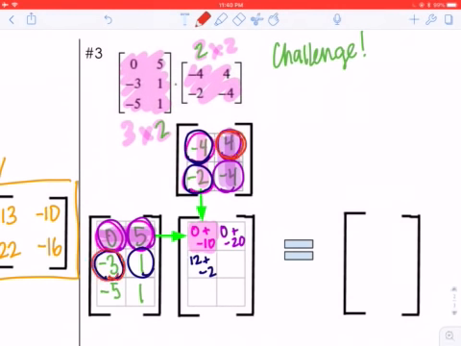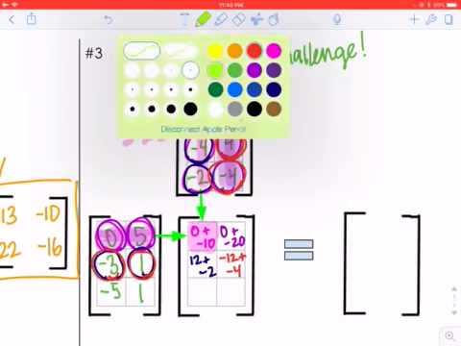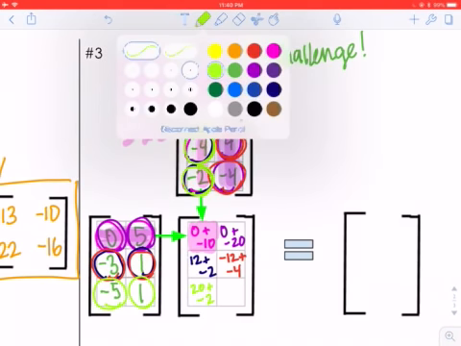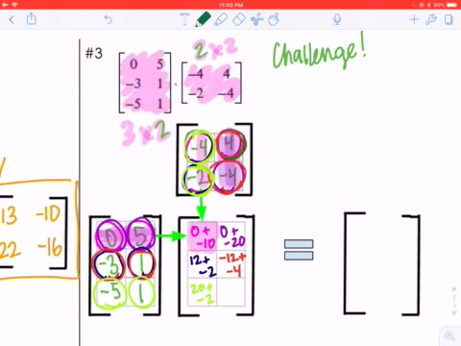4 and -3 make -12. -4 and 1 make -4. If I have -4 and -5 make 20. -2 and 1 make -2. And then I have 4 and -5 make -20. And -4 and 1 make -4.